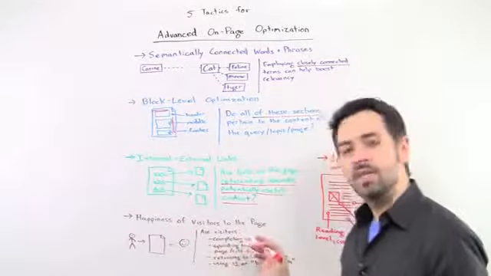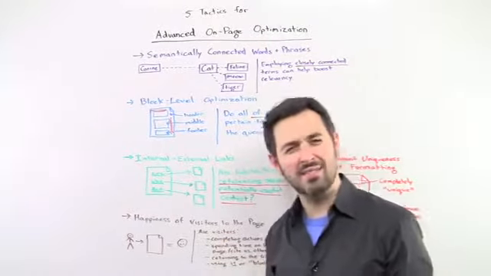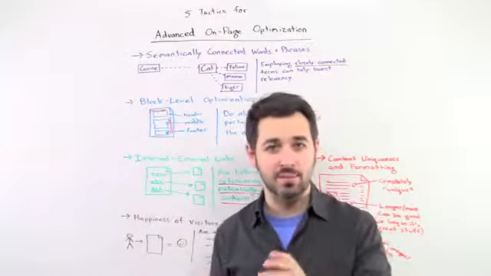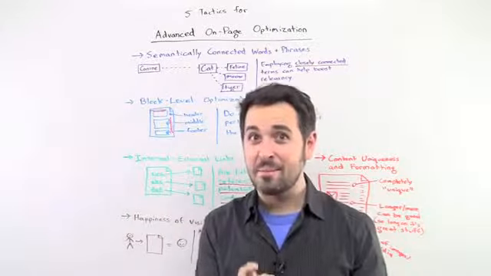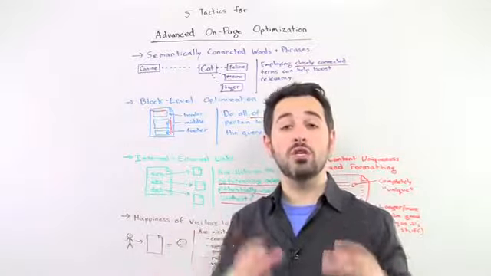Number 4 on the list, the happiness of visitors to a page. I know what you're thinking. It's sort of like, wait a minute, that's not on-page optimization. That's more like conversion rate optimization. Yes, but it matters for rankings because Google is looking so much at usage and user data.